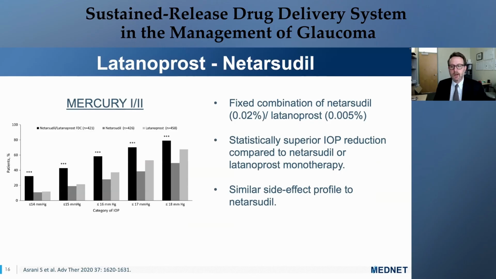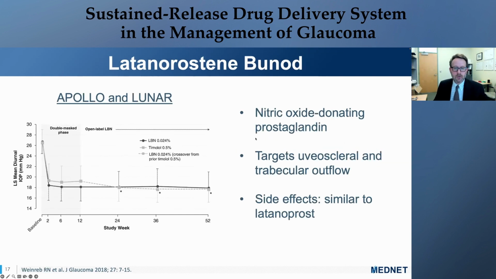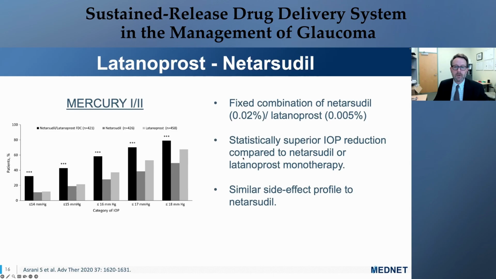So the other drug I'd like to talk about is the latanoprost and netarsudil combination drug. That was examined in the Mercury 1 and 2 phase 3 clinical trials. It's a fixed combination of netarsudil and latanoprost as separate molecules, and it was shown to be statistically superior in terms of IOP reduction compared to either of these given alone over months. It has a similar side effect profile to netarsudil, but it can offer some additional IOP reduction with a once-a-day eye drop.